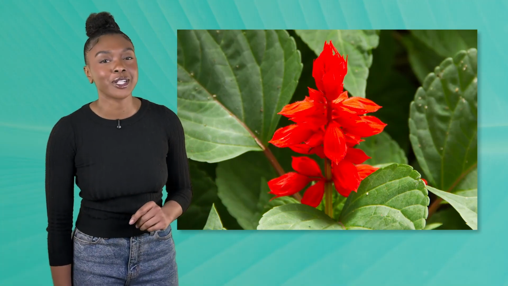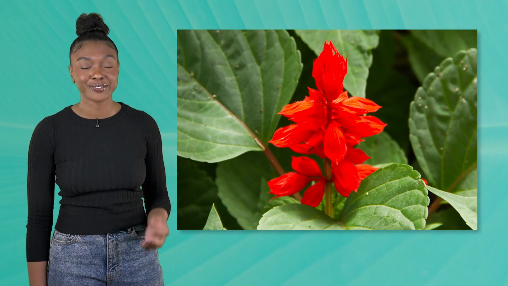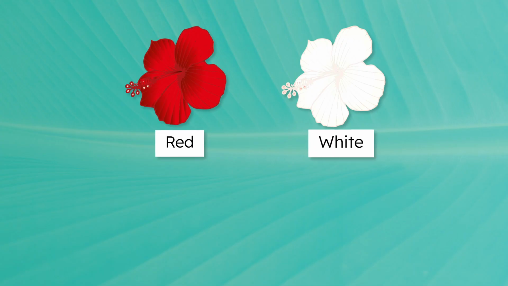Take a look at this flower. It's called a snapdragon. In snapdragons, flower color is determined by two alleles, an allele for red and an allele for white. Let's say we cross a plant that is homozygous for red flowers with a plant that is homozygous for white flowers. What might we expect the offspring to look like?